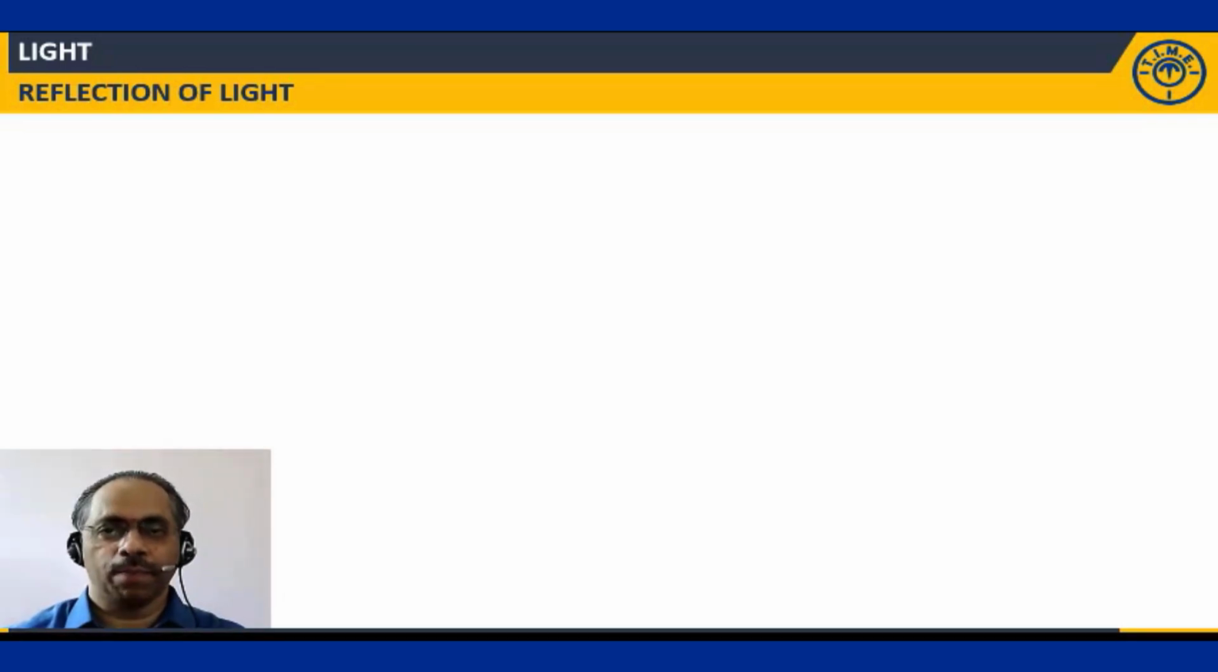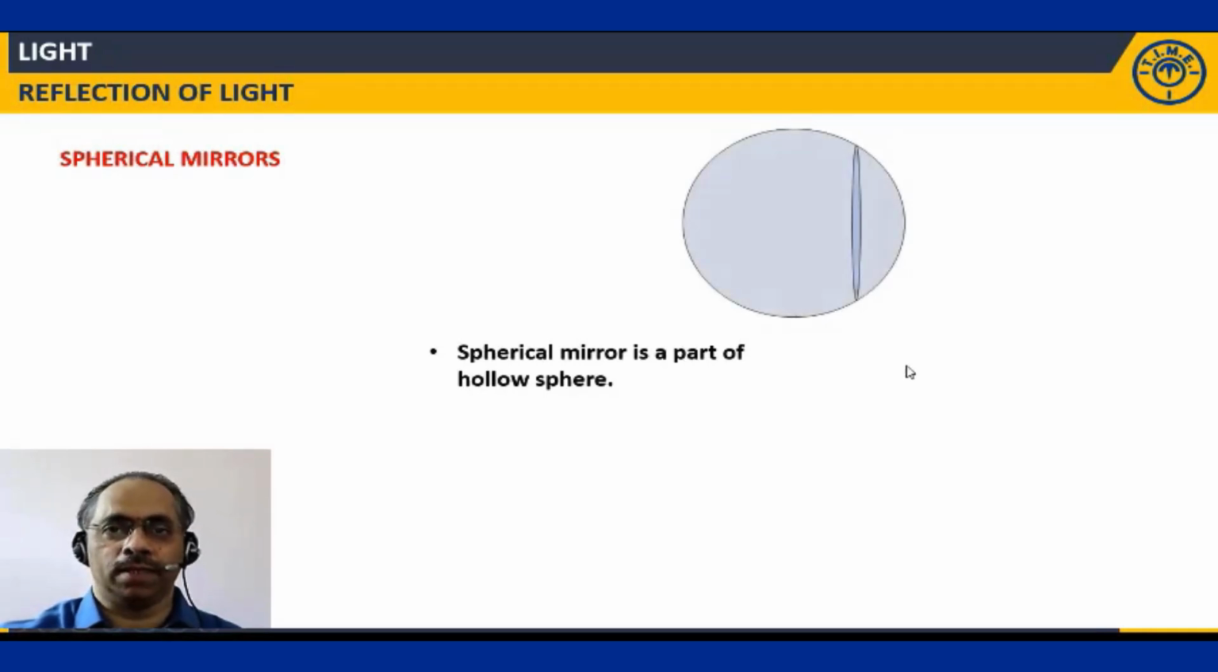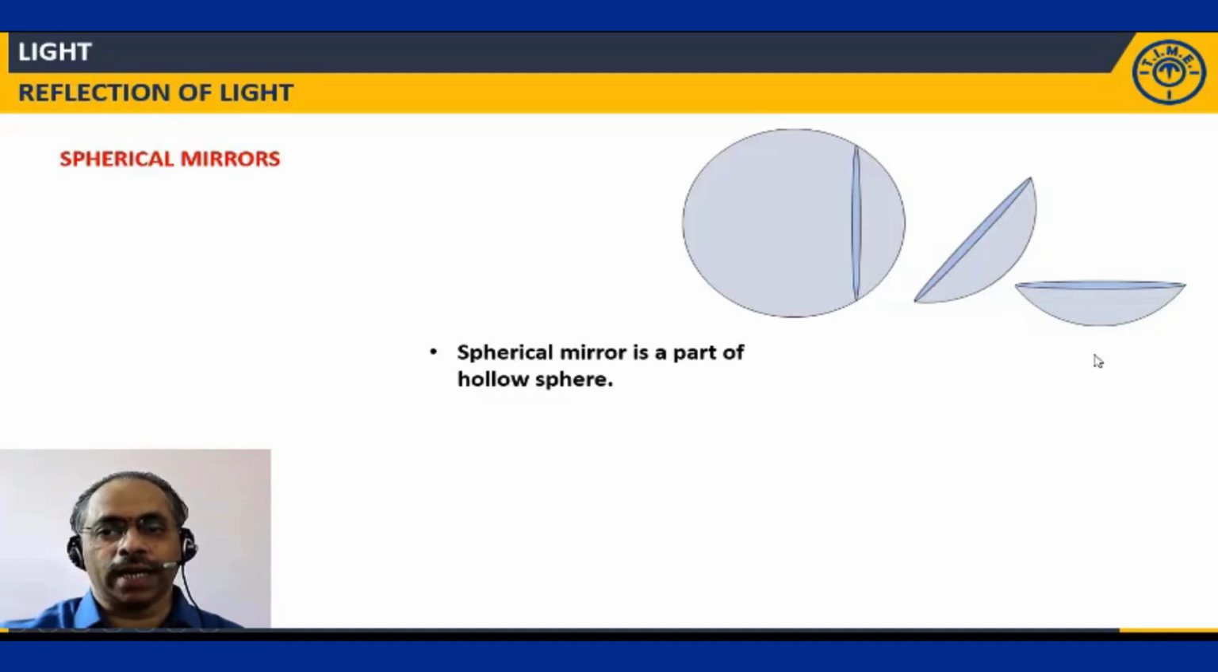Having discussed plane mirrors, let us now look at another type of mirror called spherical mirrors. To understand what a spherical mirror is, we need to consider a hollow sphere, from which we make a spherical mirror. Here I am considering a hollow sphere and cutting it at this point. If I take out the cut portion and separate it, whatever part we get, I can make this glass piece into a spherical mirror.